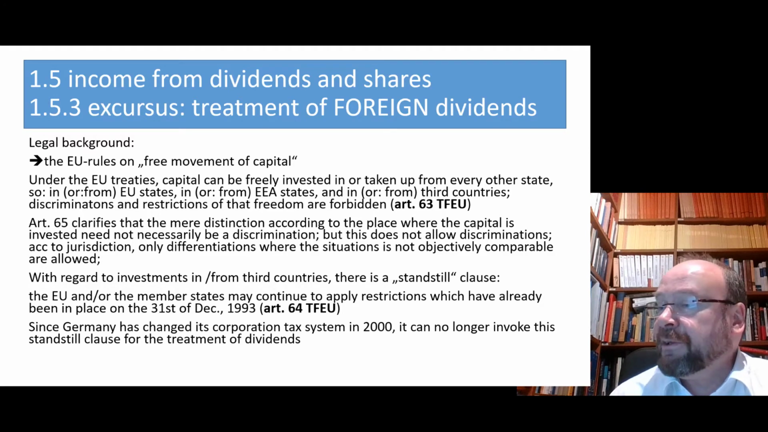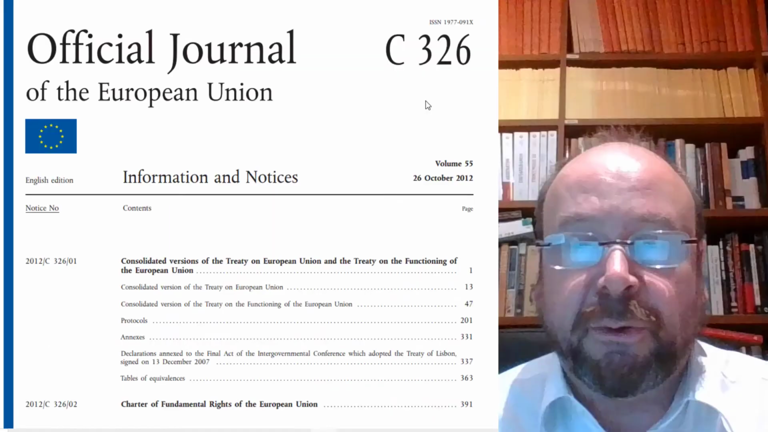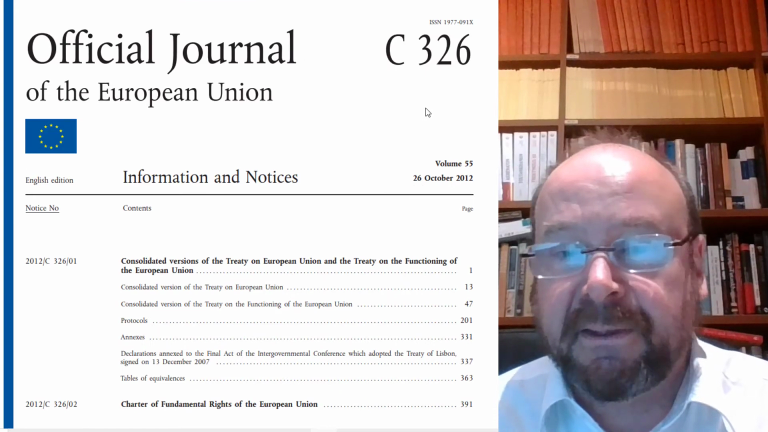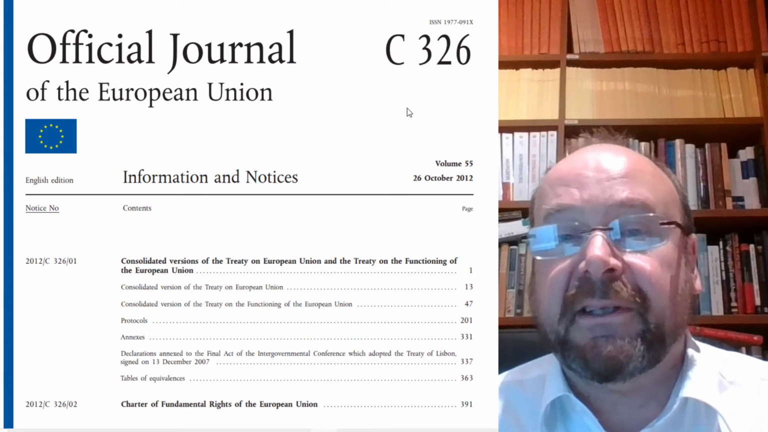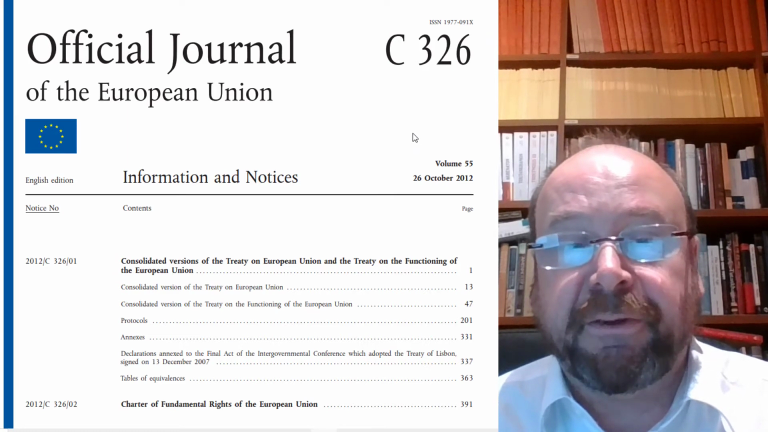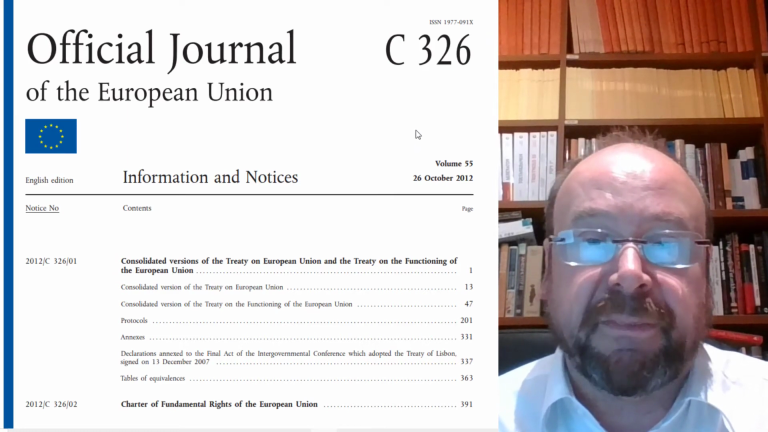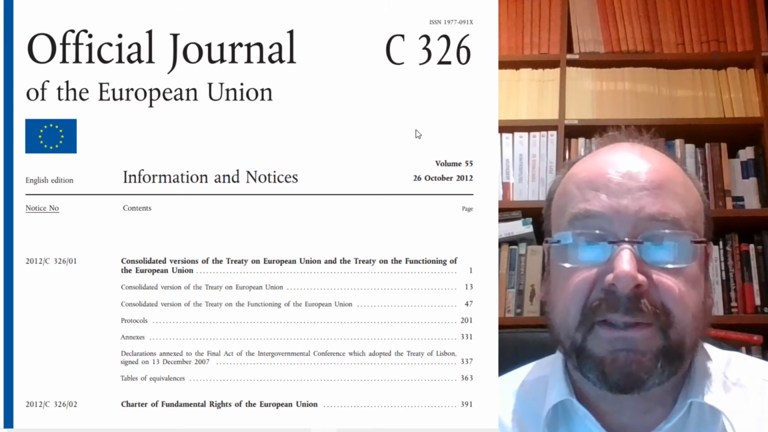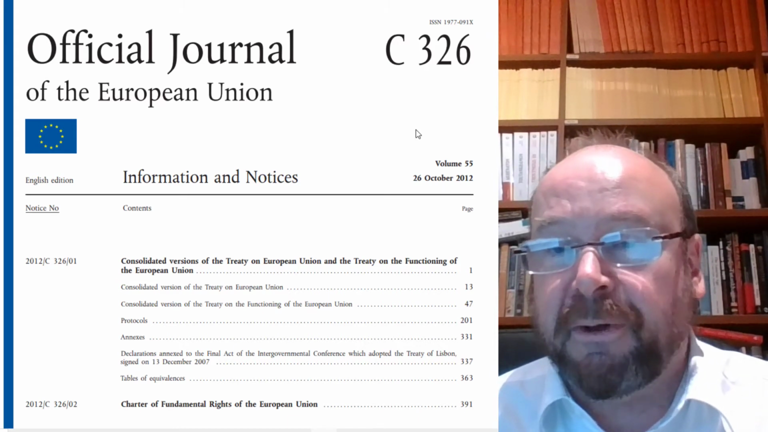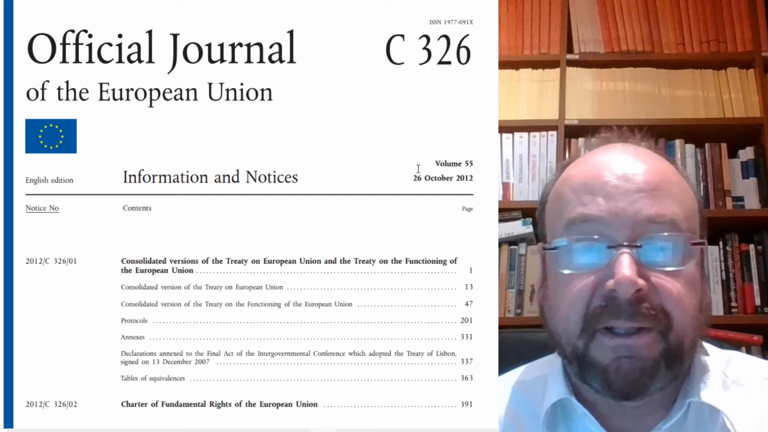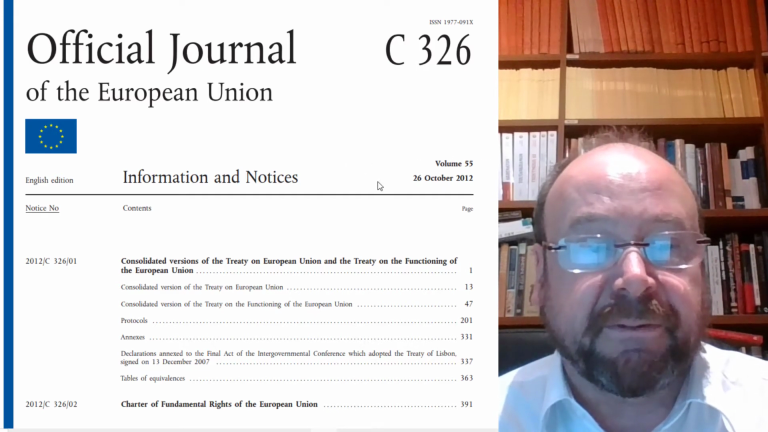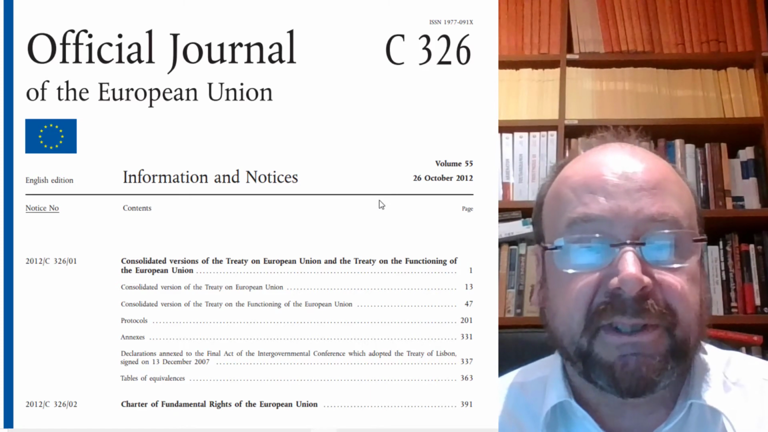And by the way, as these rules are so important, we should naturally also take a glance on the original words of these rules, and that is why I and you too shall have a short glance into the consolidated version of the treaties on the EU. So here it is. That's the cover sheet. Official Journal of the European Union. The issue C for communications 326 from 2012. That gives us the consolidated versions of the existing EU treaties.